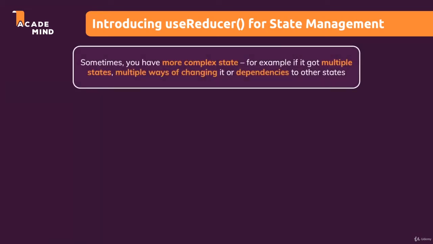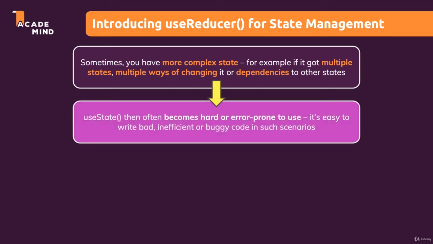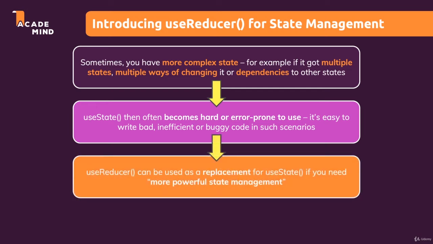Because sometimes you have more complex state, for example, multiple states that kind of belong together, that are managing the same thing, just different aspects of it. Or you have multiple states that kind of change together or are related. In such cases, useState and the state you get from there often becomes hard or error prone to use and manage. And it's easy then to write bad or inefficient or potentially buggy code, which is of course never what we want. useReducer is then an alternative to useState.